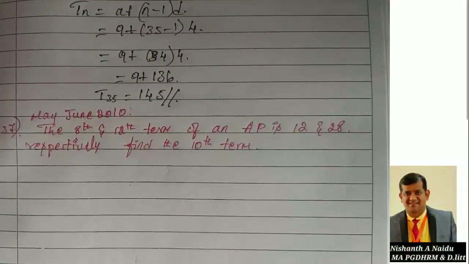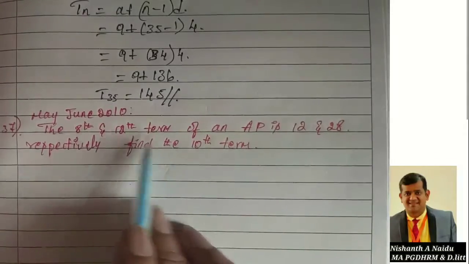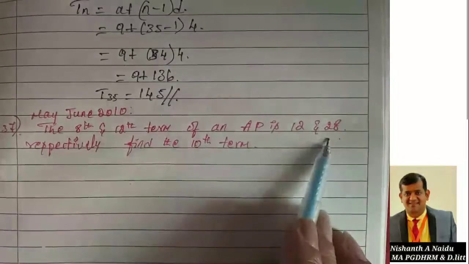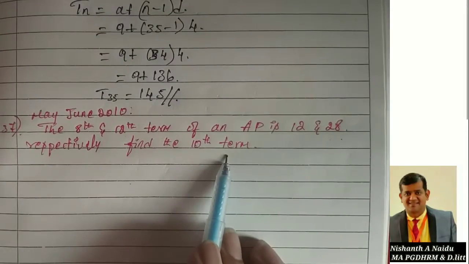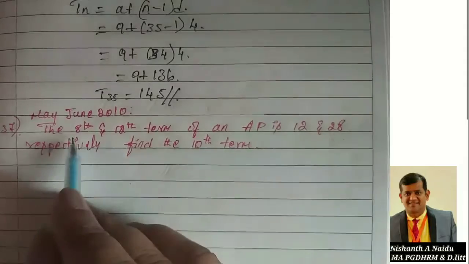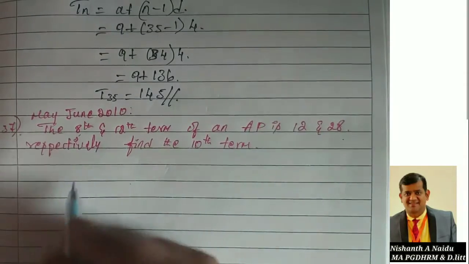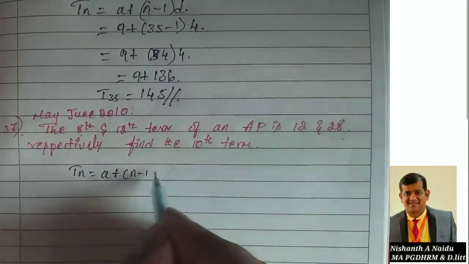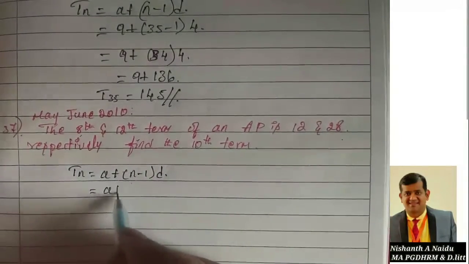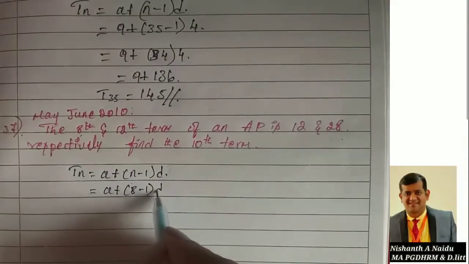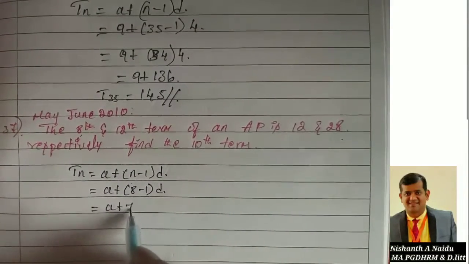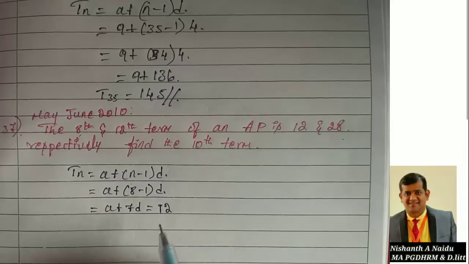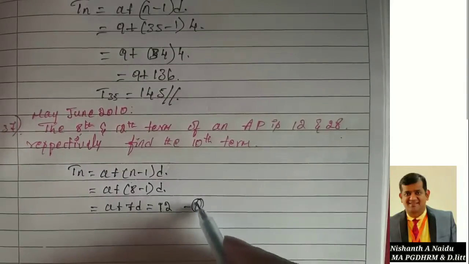So that was one of the problems. Your 8th and 12th terms of an AP are 12 and 28. That means this is separate and this is separate. We have to find the 10th term. So first we need to find equations for this. By applying Tn equals a plus n minus 1 into d, that is a plus 8 minus 1 into d. So that is a plus 7d equals 12. That is equation 1 which I have identified.